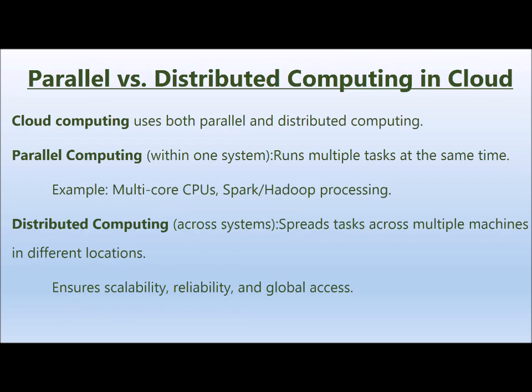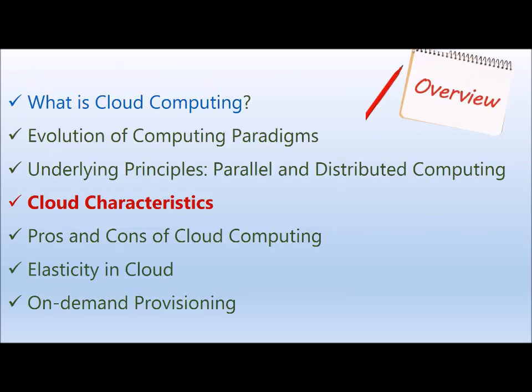And so this is the overall parallel versus distributed computing in cloud. So cloud computing uses both parallel and distributed computing. So parallel computing runs multiple tasks at the same time, and distributed computing spreads tasks across multiple machines in different locations. And so the next one is cloud characteristics.